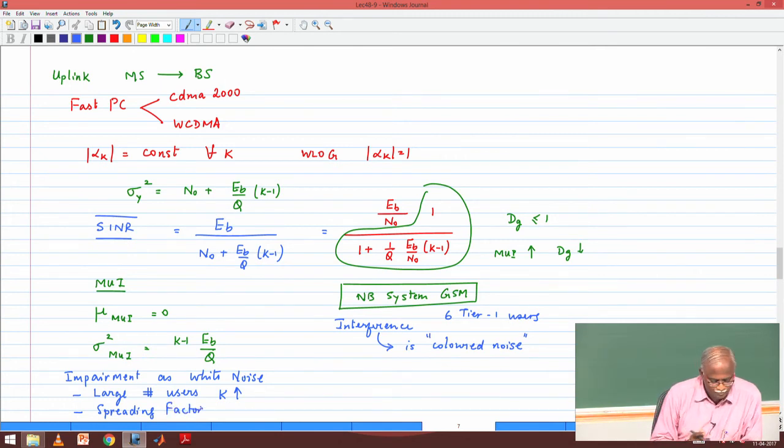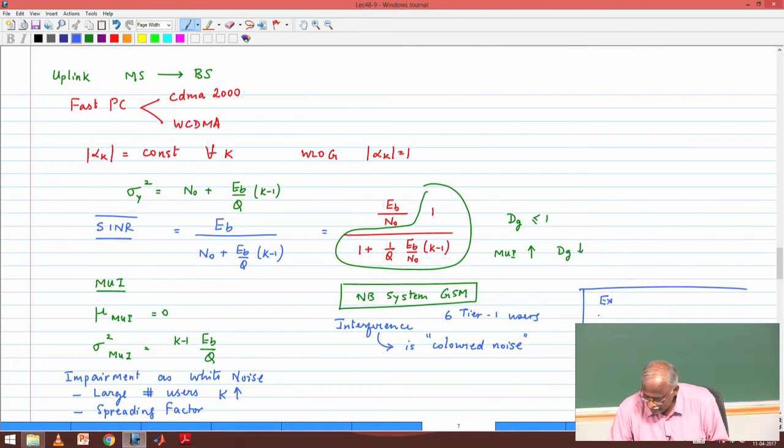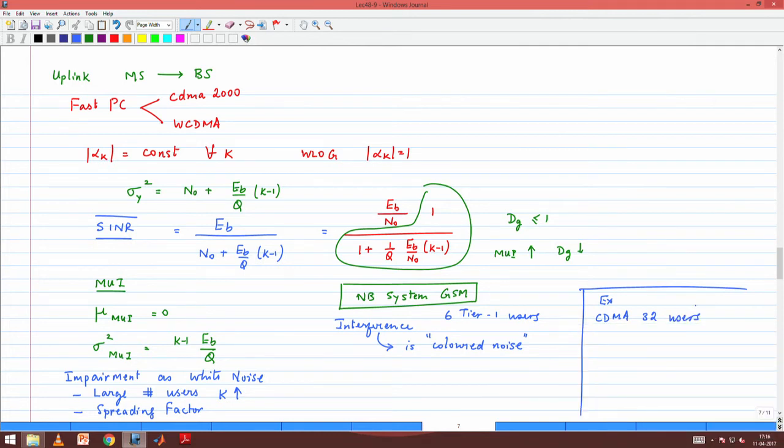Now, think very carefully. I have a CDMA system with 32 users in the system, just as an example. It is a CDMA system, 32 users, uplink, talking about uplink. I am the base station, I want to detect user 1. How many interfering signals are present? 31, correct? Very good. So, 31 interfering signals are present.